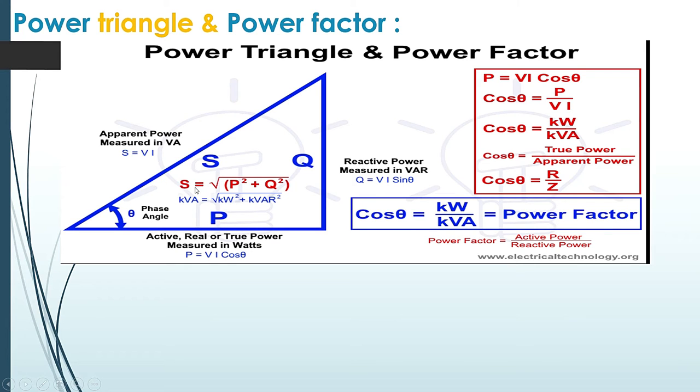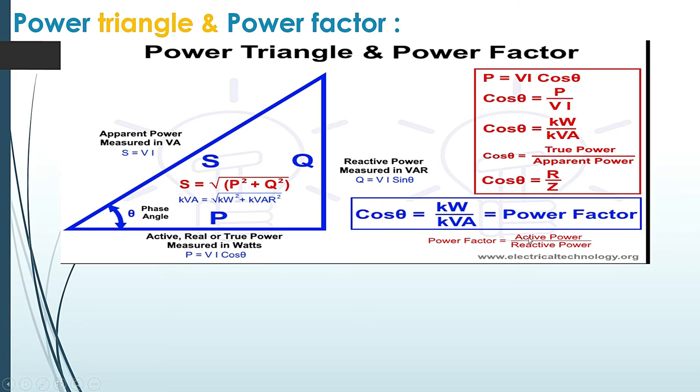Okay, this is clear. Now we can go for P is equal to VA cos theta. That is the power factor calculation formula. Cos theta is equal to P by VI, so cos theta is equal to kW by kVA. kW is nothing but the true power, and kVA is nothing but the apparent power. So cos theta is equal to kW by kVA, which is the power factor.